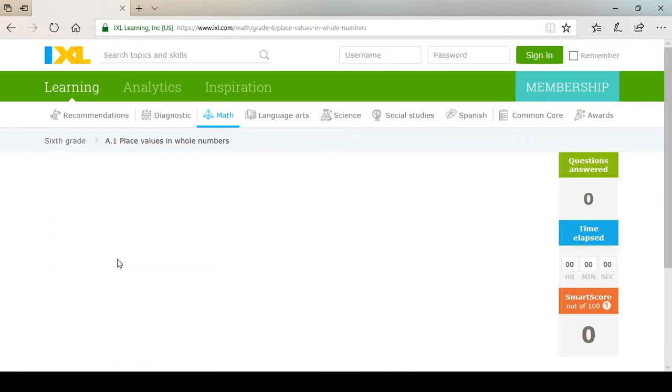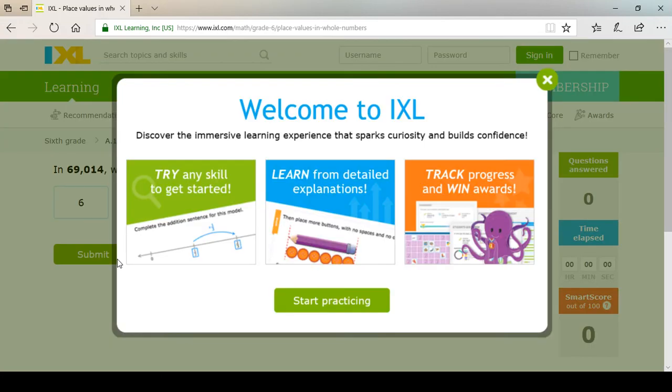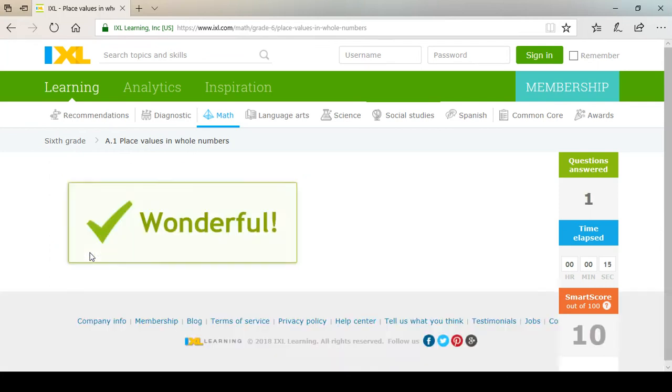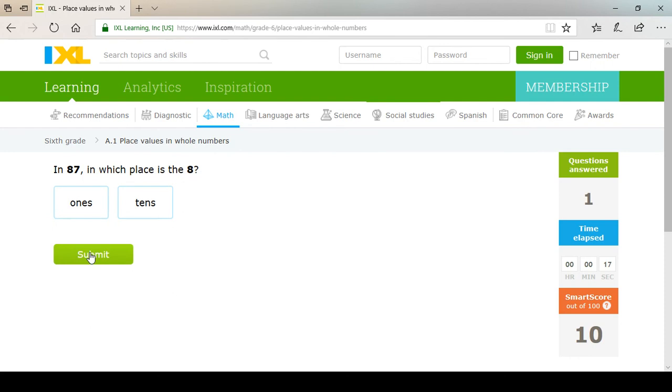So this is basically what the student would be experiencing right now. If we can get it going here, perfect. Okay, so it asks a question and it's kind of multiple choice. So in 69,014, what digit is in the 10,000s place? So I would pick 6 and then submit, and it gives you a little pat on the back.